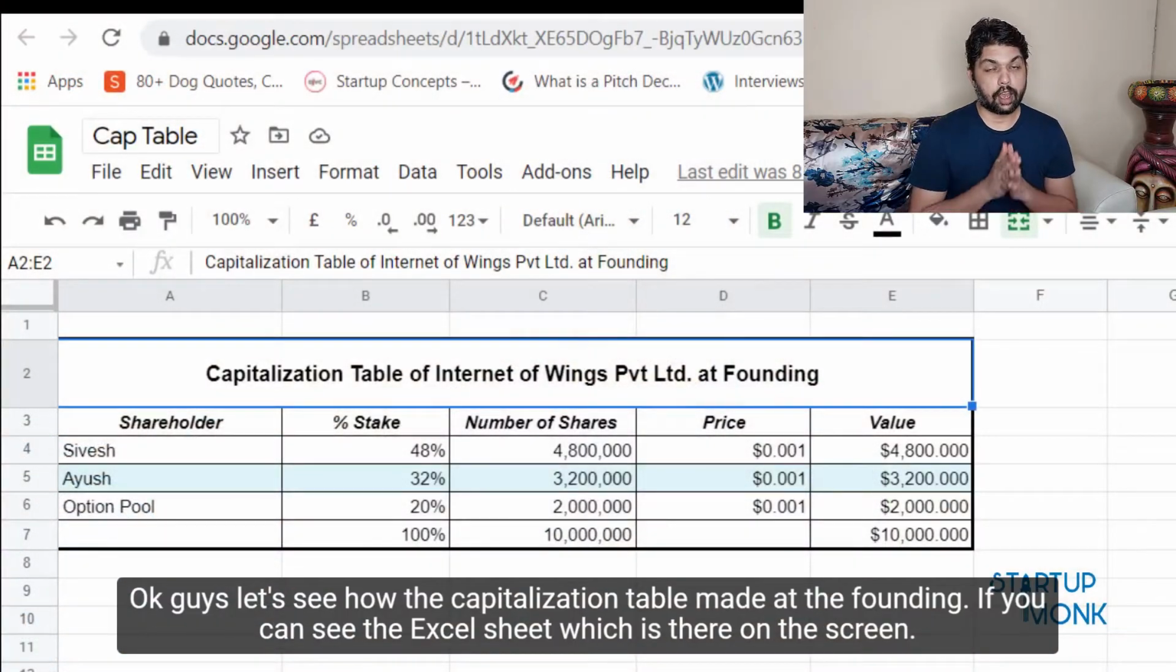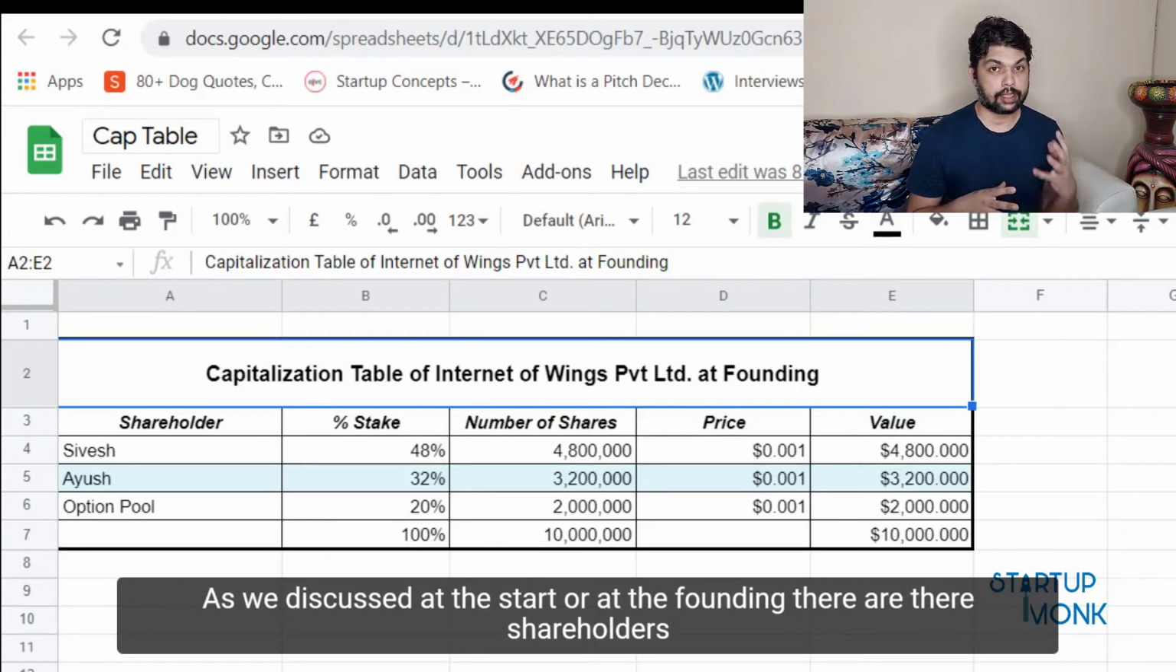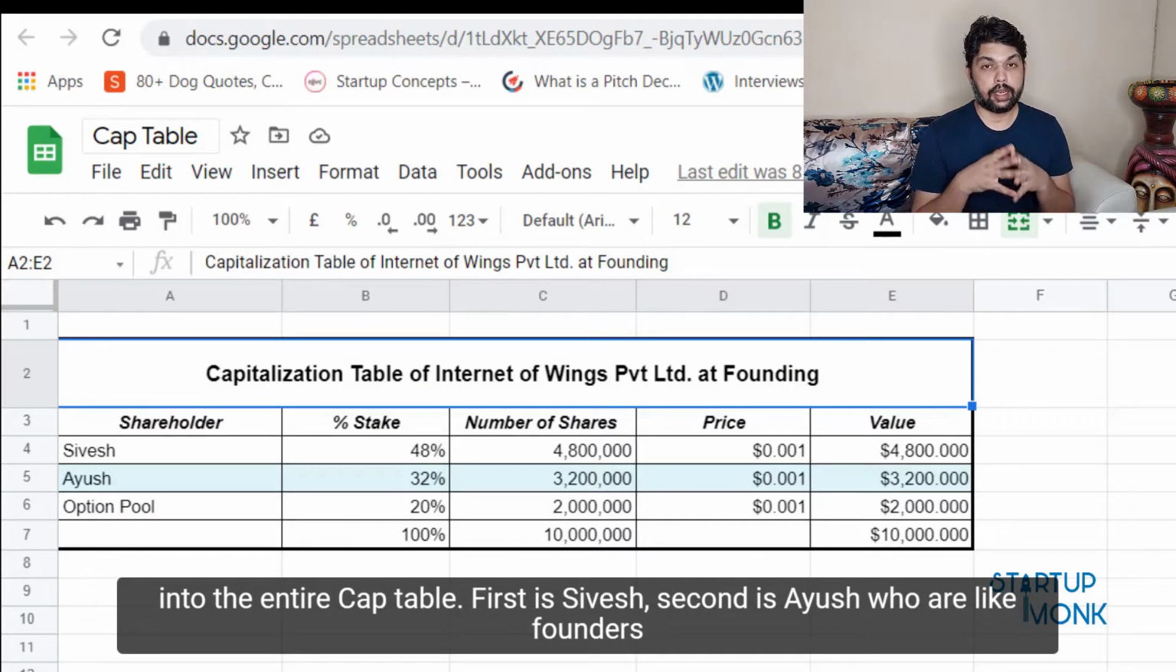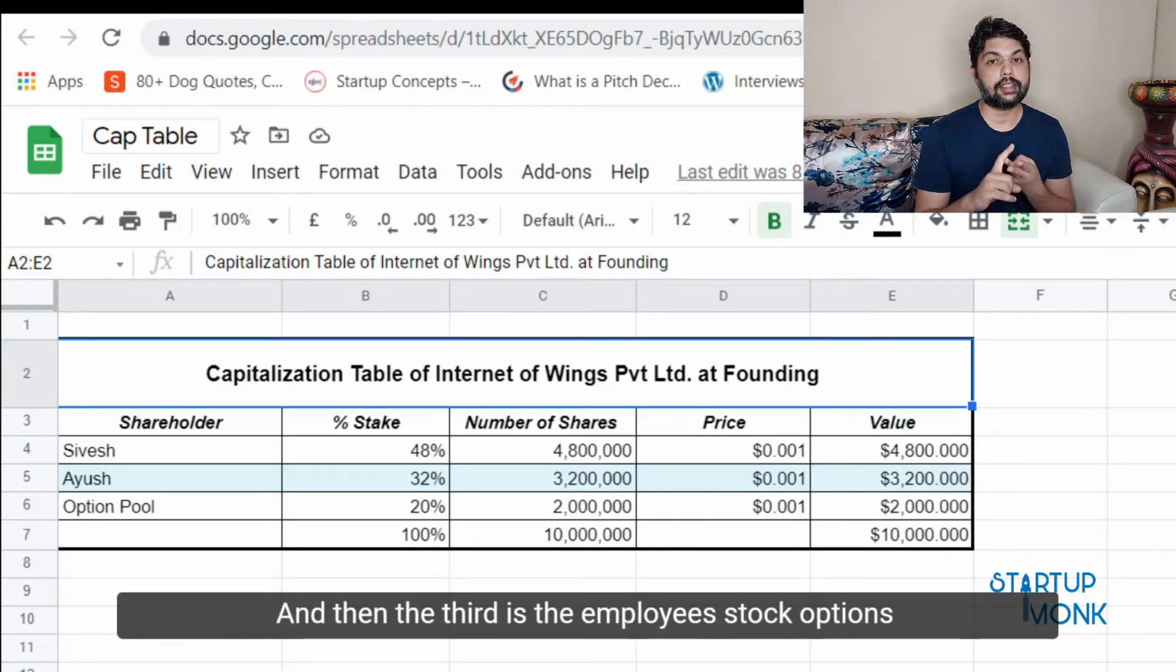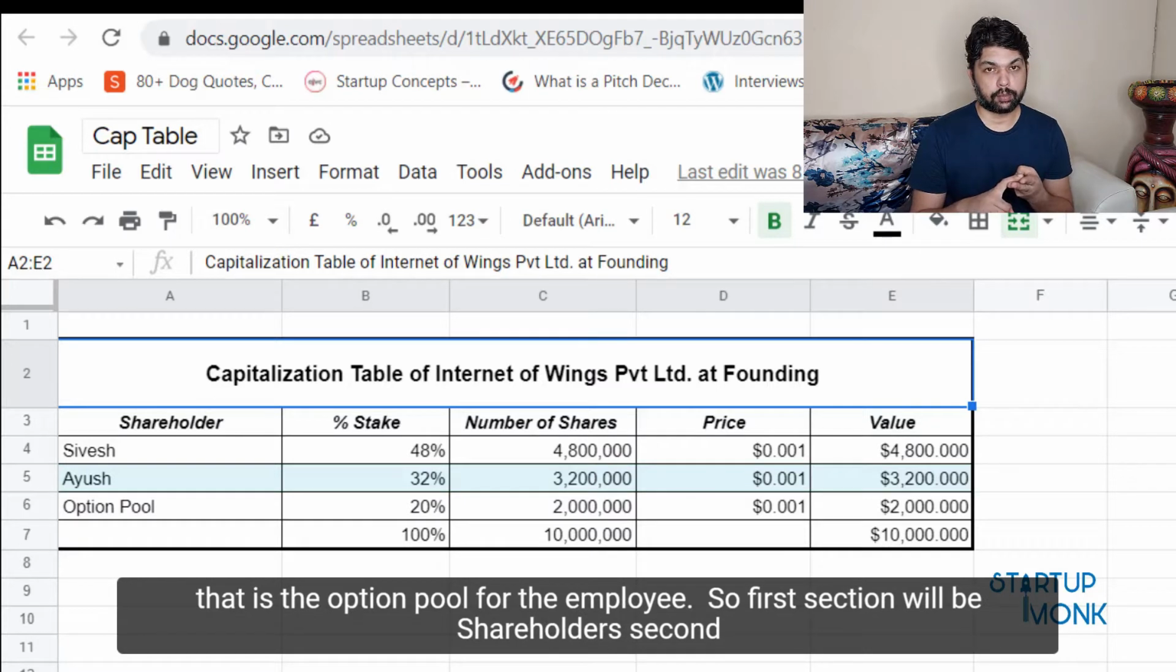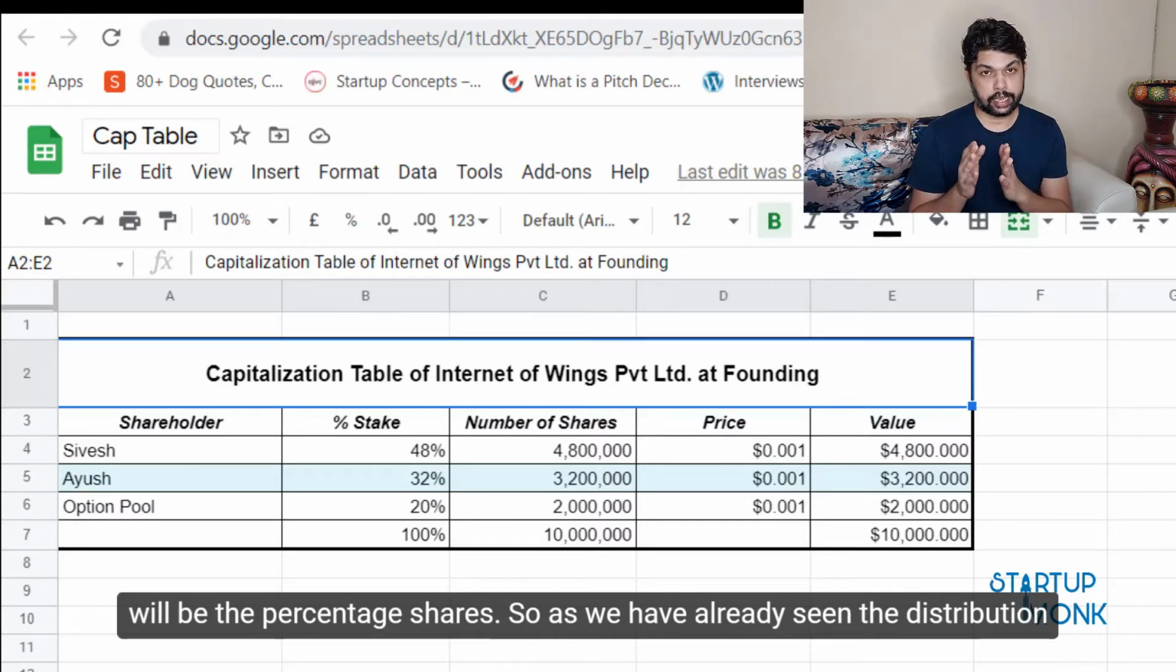Okay guys, now let's see how the capitalization table is made at the founding. If you can see the Excel sheet on the screen, as we discussed at the start, at the founding there are 3 shareholders in the entire cap table. First is Sivesh, second is Ayush, who are the founder and co-founder, and then the third is the employee stock options. That is the option pool for the employees. So the first section will be shareholders, second will be the percentage shares.